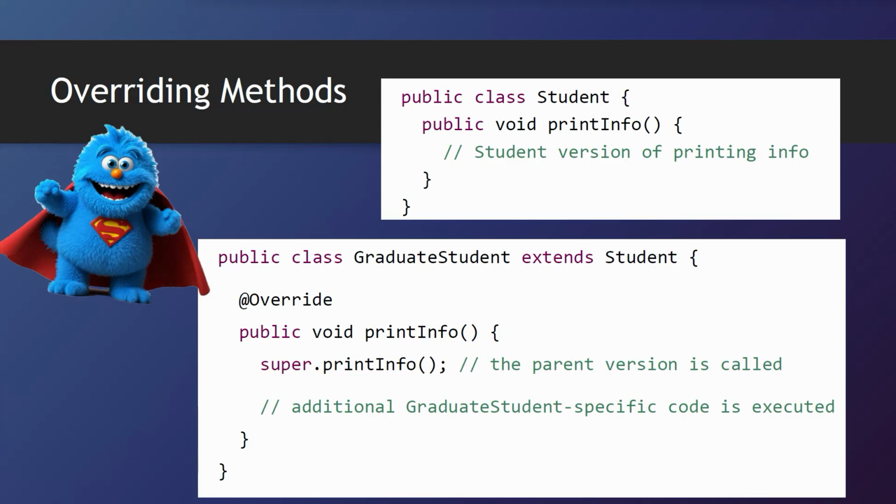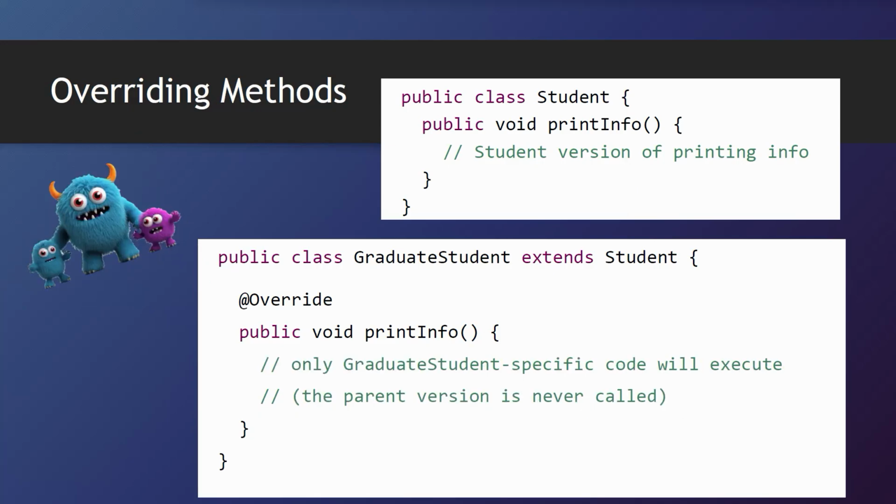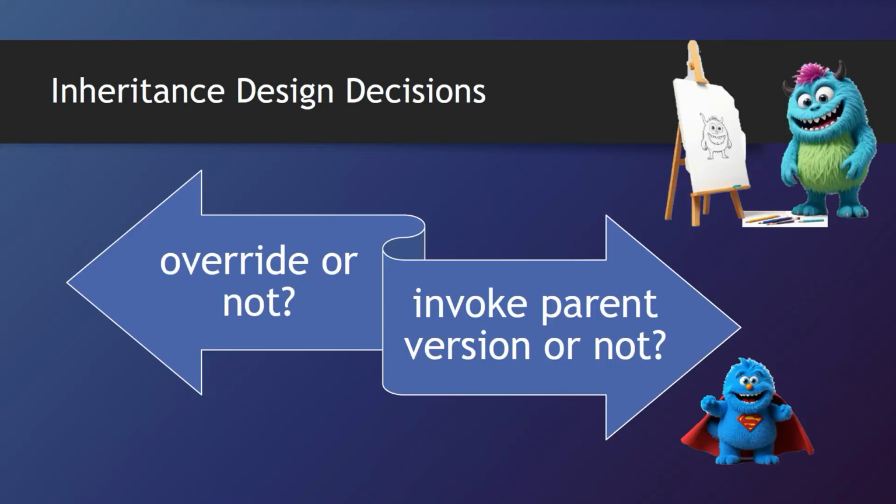If you do not invoke super.method, then the parent version is never called. The child version of the method then just serves to replace the parent version of the method for all child objects. Whether or not to override a method and whether or not to invoke the parent version of the method are important design decisions. Think carefully about whether the child object needs to change or modify or add on to the parent's functionality.